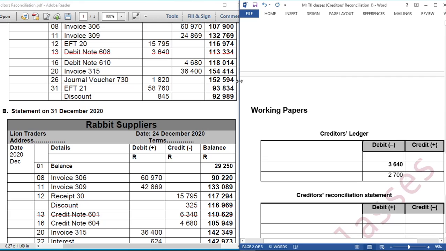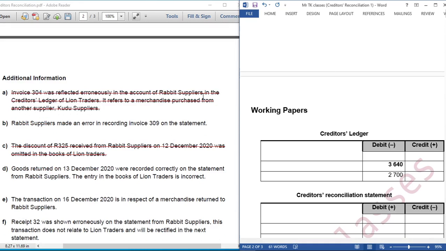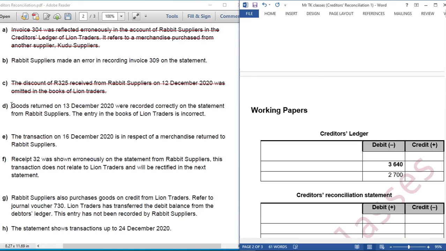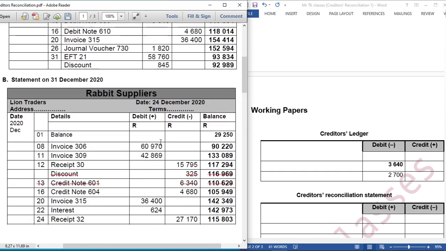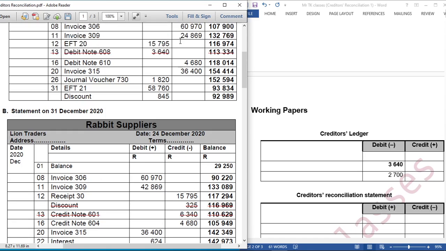All right, so let us move to the next adjustment. The transaction on 16 December 2020 is in respect of a merchandise returned to Rabbit Suppliers. All right, 16 December, this entry and this entry are in respect of returns. And we know that returns should decrease the amount due, right?